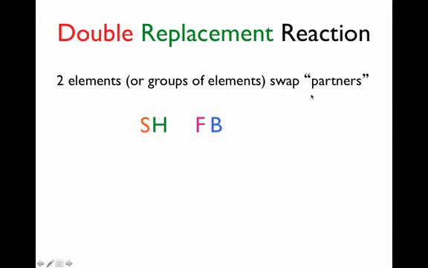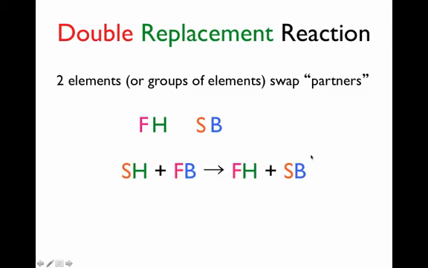A double replacement reaction is similar to a single replacement, except you have two sets of materials and both sets have a partner. Basically, there is a swapping of partners. Here S and H are together, F and B are together, and then somehow there's some swapping, and I'll show you with an animation. It looks like S and F are swapping partners there, and then you end up with F and H and S and B together. That's called a double replacement reaction.